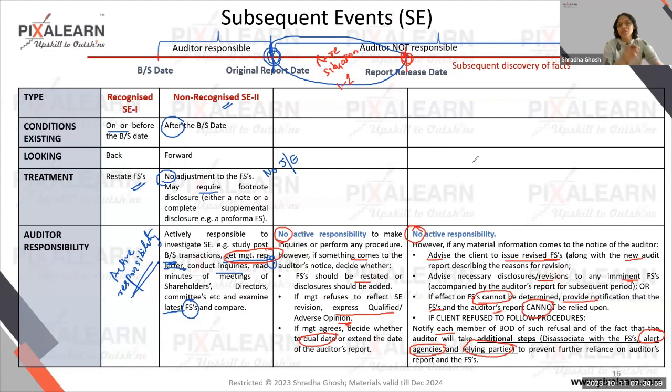Is it between the balance sheet and the original report date? Is it between the original report date and the report release date? Is it a subsequently discovered fact? And then what is the scenario of the subsequently discovered fact? So if you look at it in terms of a step-by-step process, understand the call of the question. You will know the answers to this question really well. Understand the call of the question. That is the only area where they can trick you in this.